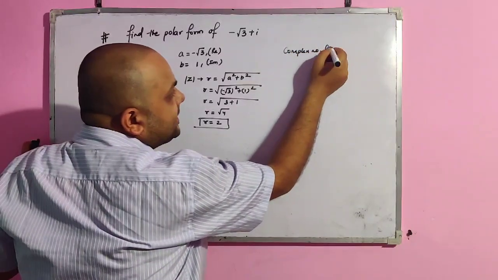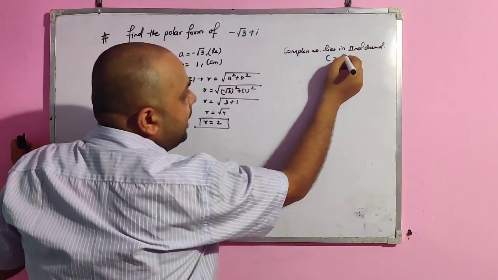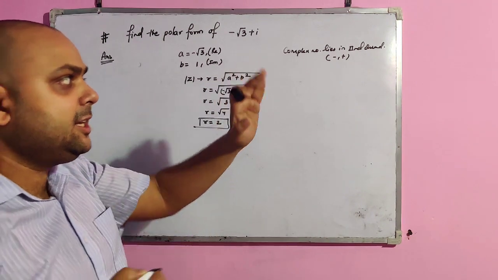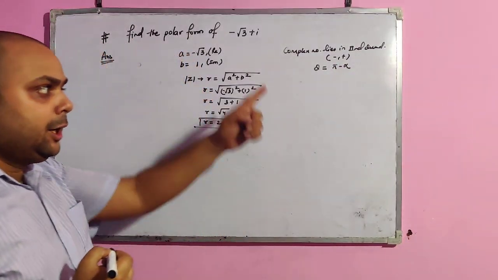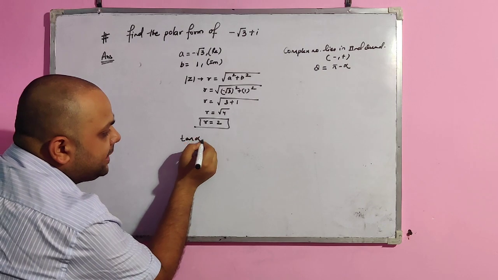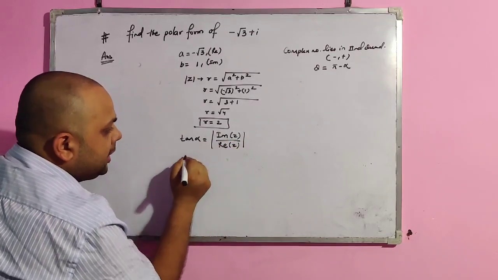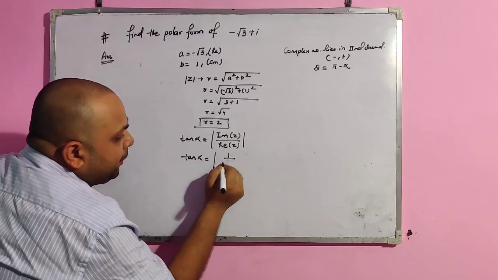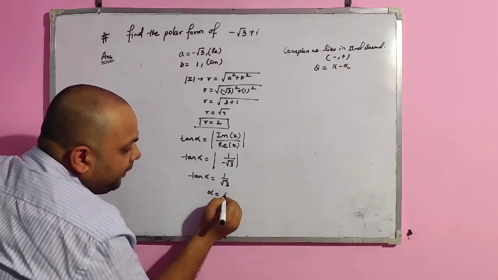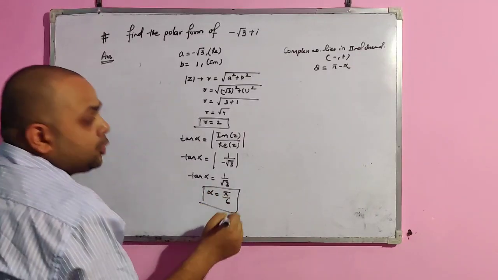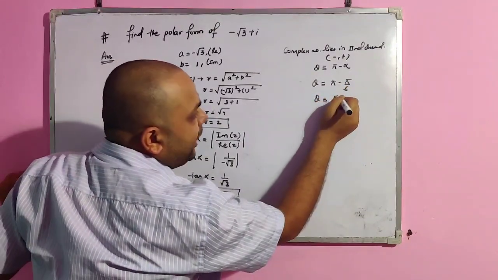Now this complex number lies in the second quadrant, as the sign is minus plus: the real part is negative and the imaginary part is positive. So to calculate the argument, the formula is pi minus alpha. Now to calculate alpha, tan alpha is equal to the modulus of imaginary part of z upon real part of z. So tan alpha is equal to 1 upon root 3, so the value of alpha is 30 degrees, pi by 6. Now substituting it, we get theta equal to pi minus pi by 6, which is 5 pi by 6.